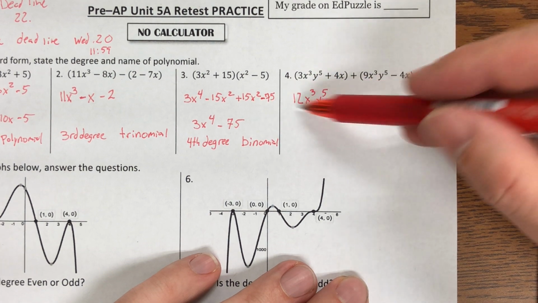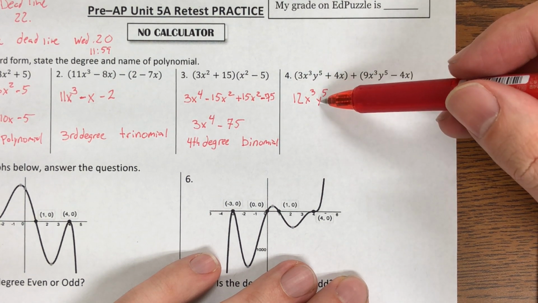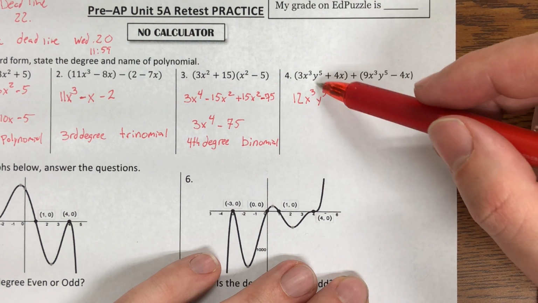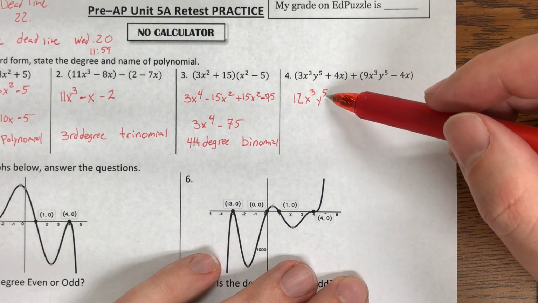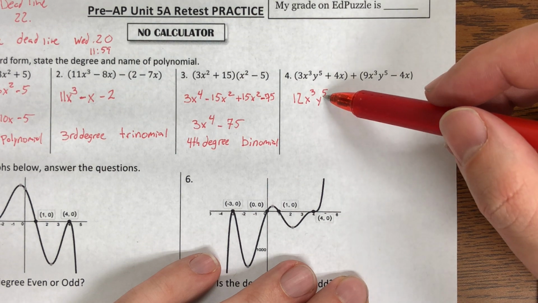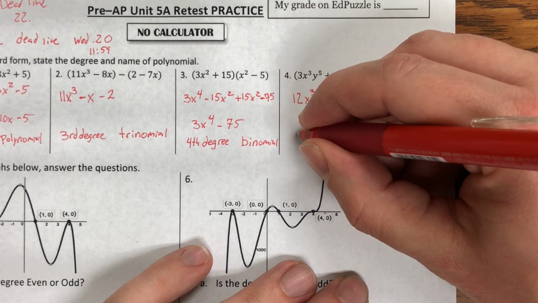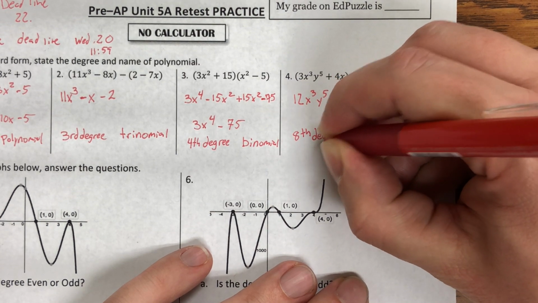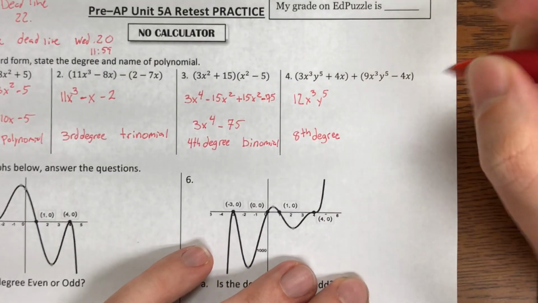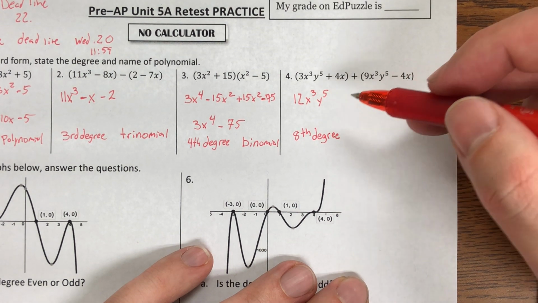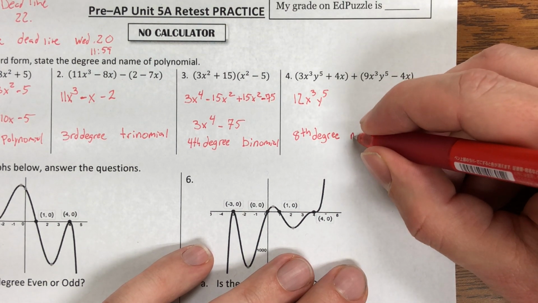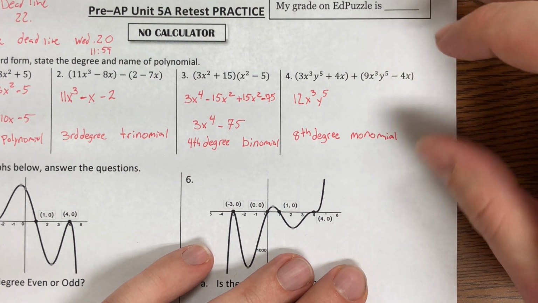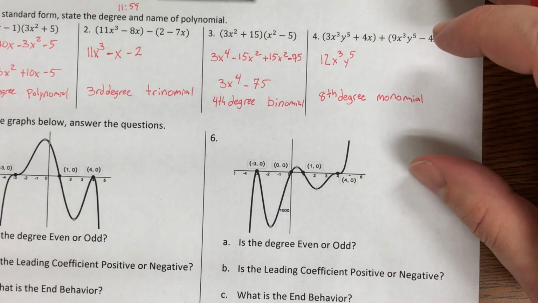So this is what I'm left with. To get its degree, because this is all one term, I add those exponents together. So 5 plus 3 gives me 8. So this is an 8th degree. And because it's only one term, it's called a monomial.